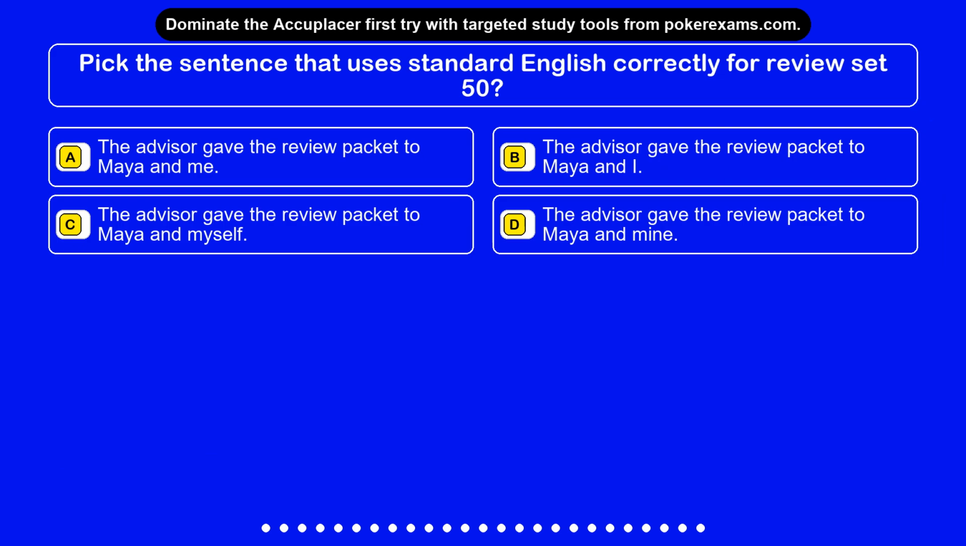Question 20. Pick the sentence that uses Standard English correctly for review set 50. Option A. The advisor gave the review packet to Maya and me. Option B. The advisor gave the review packet to Maya and I. Option C. The advisor gave the review packet to Maya and myself. Option D. The advisor gave the review packet to Maya and mine.